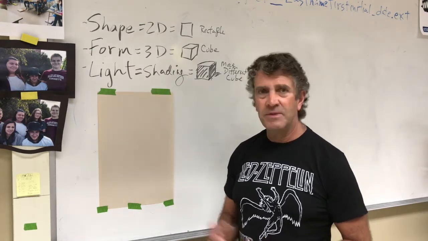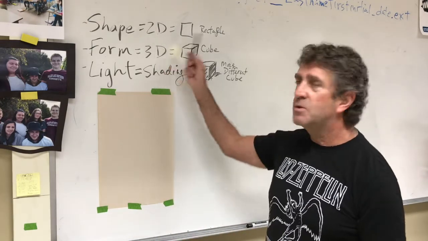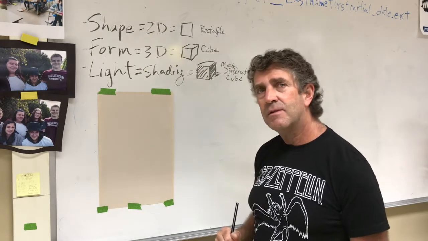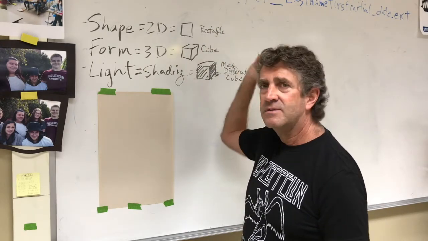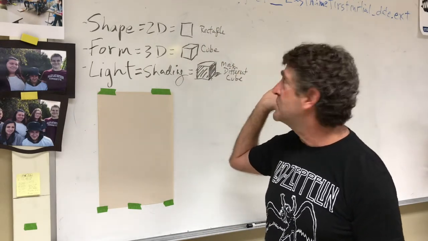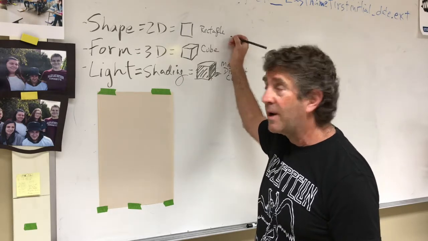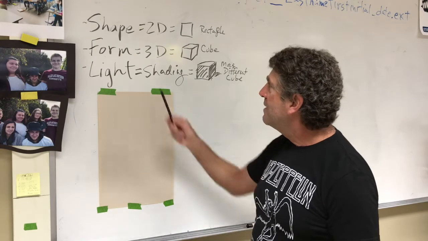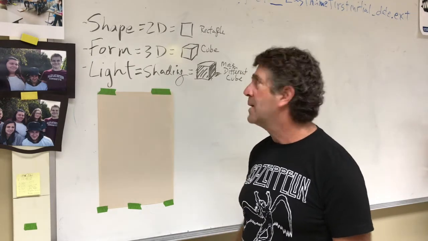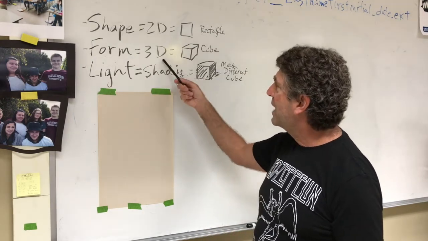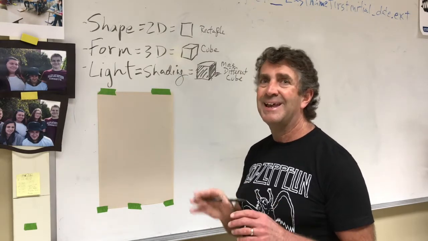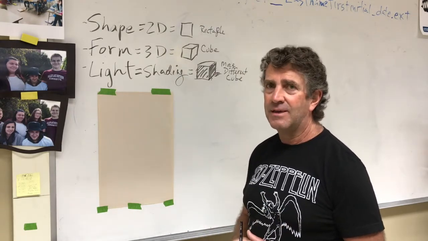So let's talk about these terms. Shape is two-dimensional. Shape is a rectangle, okay? It has four sides. They could be equal sides, which makes a square, or they don't have to be all the same size, right? Form is a 3D object, so it goes back in space. So you have X, Y coordinates and a Z coordinate where it goes back in space.